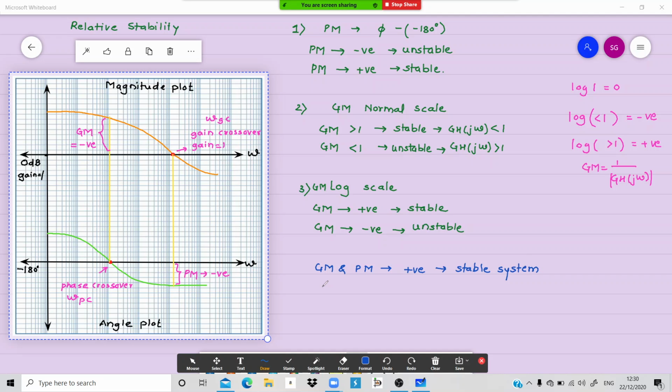Okay, and what is actually happening? See, first I'll write the second line and then I'll go for the first line. GM and PM negative, system is unstable.